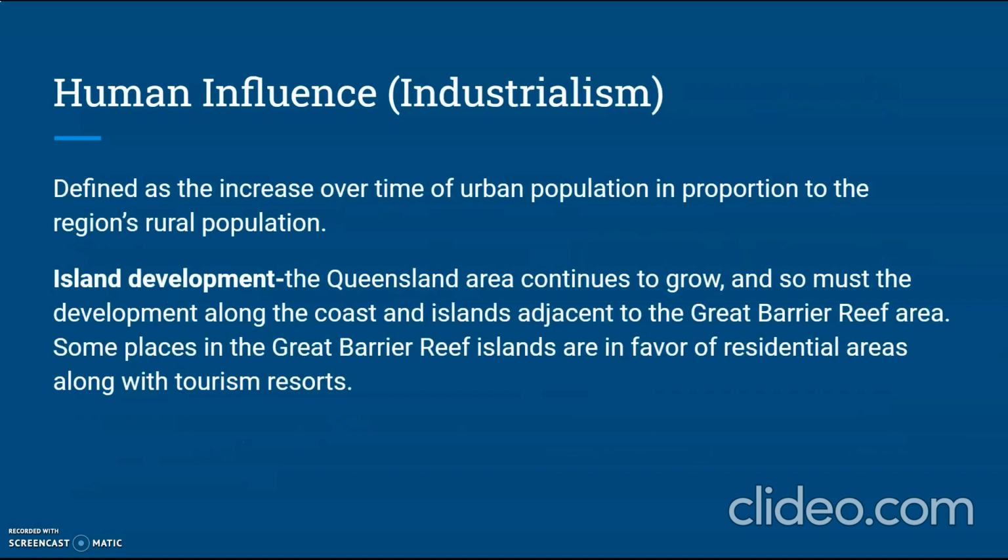Moving on to some human influence regarding industrialism, this is defined as the increase over time of urban population in proportion to the region's rural population. When it comes to the human influence on the topic of industrialism, specifically island development and coastal development, some places in the Great Barrier Reef Islands are even in favor of residential areas along with tourism resorts.